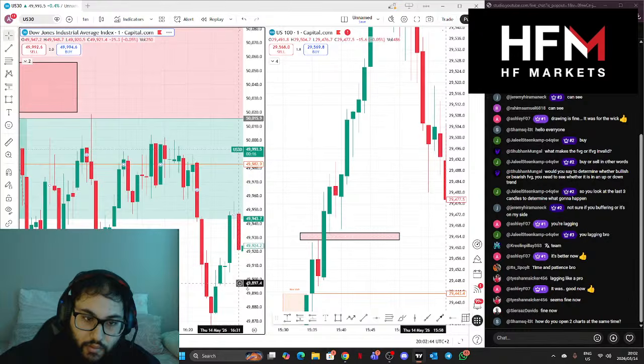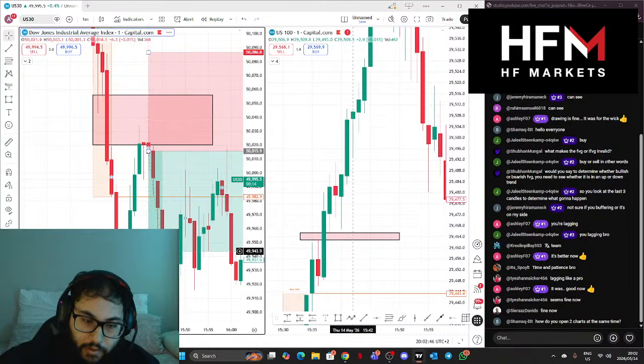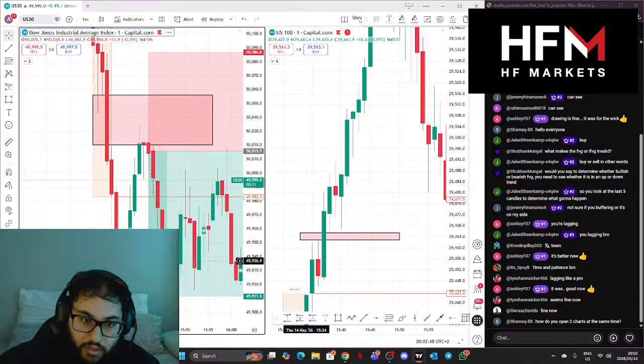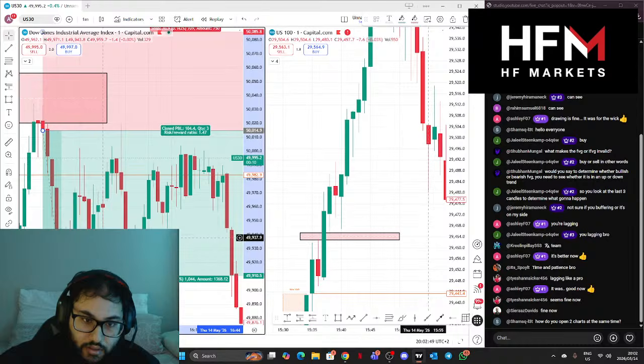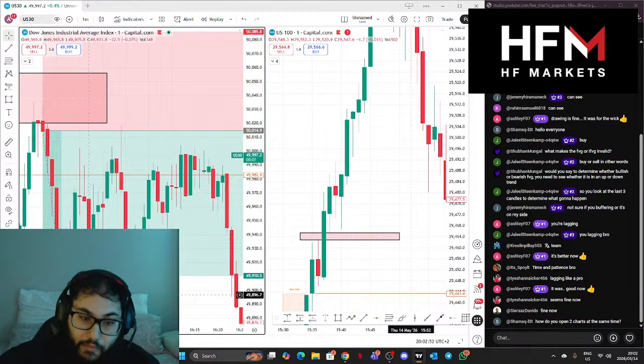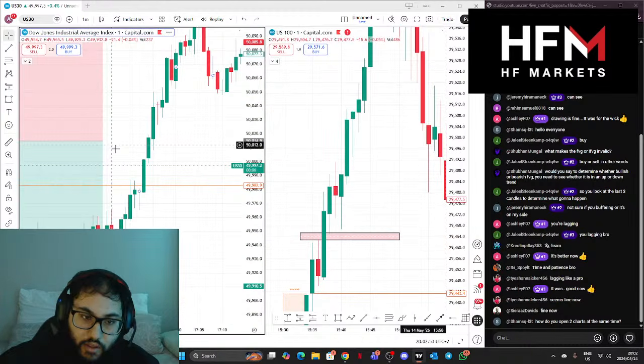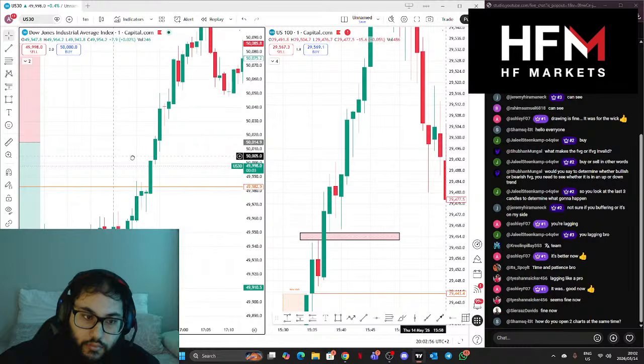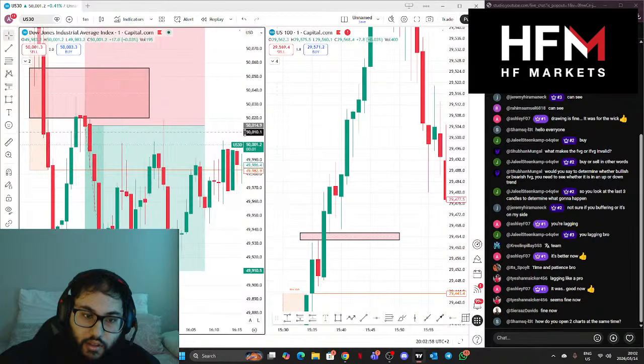It's a 1-to-1 risk to reward ratio, and you could have held it a bit longer. Even here, you could have held, that's about 1,000 pips. If you wanted to hold for 1,000 pips, you could have done that as well, right? So this was today's example, right?